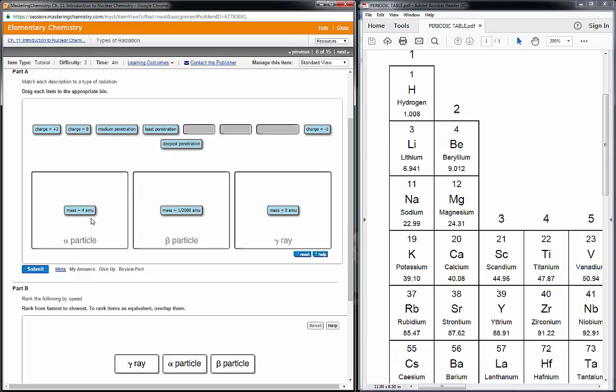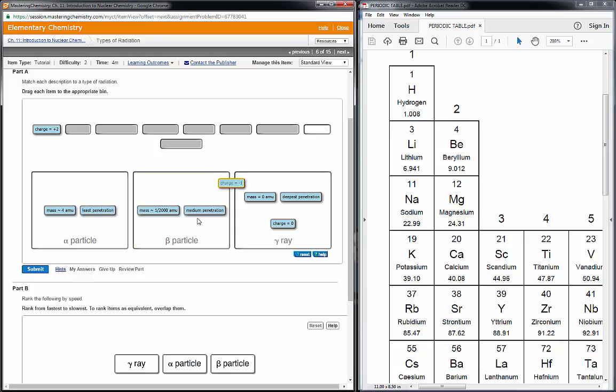Now the difference in mass is what gives you the difference in penetration power and the difference in danger, essentially. So deepest penetration is something without mass because it's hard to stop something that doesn't have any mass to stop. Something with a larger mass is not going to penetrate as far because it's easier to stop it. It's a bigger bullet, essentially, or it's a bigger particle. Of course, that's in the middle.